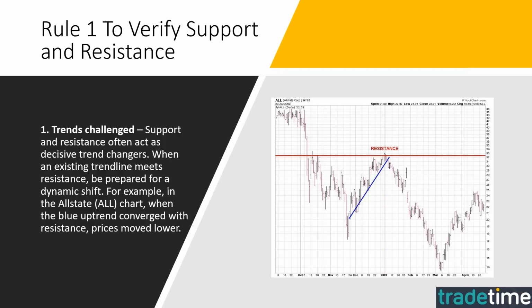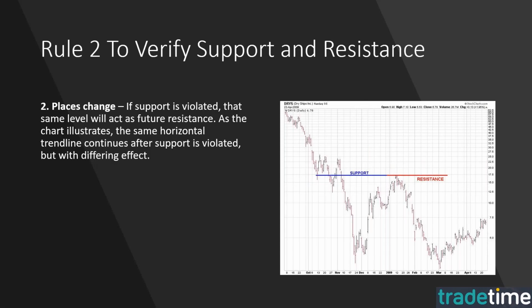So remember some of the rules. Verify support and resistance. Look at trends. Support and resistance often acts as decisive trend changers. When an existing trend line meets a resistance, be prepared for a dynamic shift. Two, places change. Remember, when price is moving up, that level can be a support level, but when prices break through it, it becomes a resistance level.